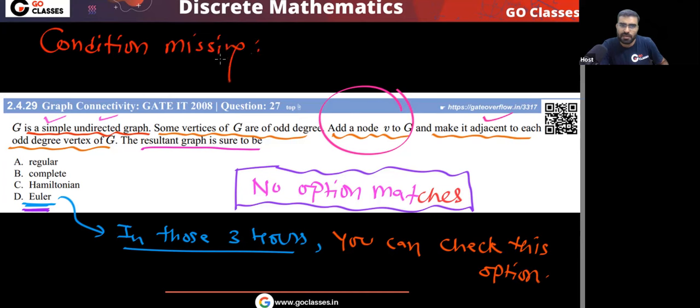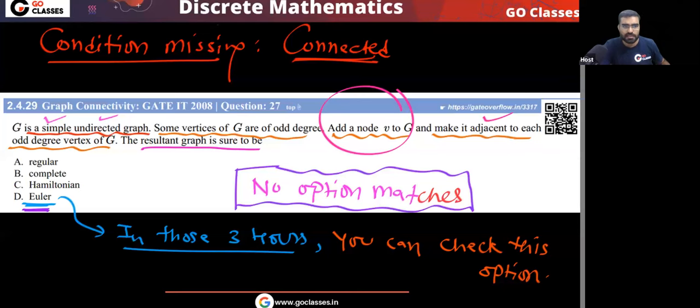What does that tell me? The connected condition is missing. If you put this condition, then the answer will be option D. In the same question, if I put this condition, then the answer will be option D. But I hope you understood.